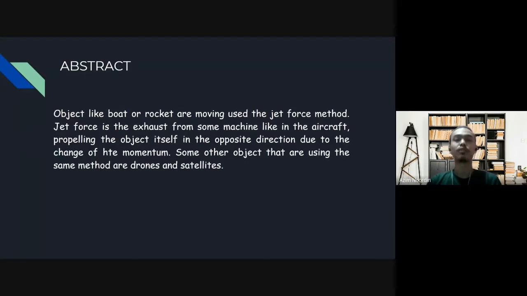The abstract for this experiment is that objects like boats or rockets move using the jet force method. Jet force is the exhaust from some machine, like an aircraft, propelling the object itself in the opposite direction due to the change of momentum. Some other objects that use the same method are drones and satellites.